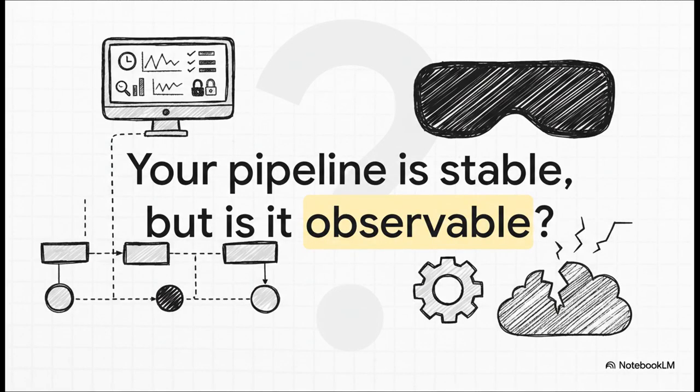So I'll just leave you with this one question. You might get your pipeline to a stable state, but is it observable? If you can't measure its vital signs, the freshness, the volume, the query patterns, the lock contention, then you are flying blind. Because a pipeline that isn't observable isn't truly stable. It's just waiting for its next silent failure.